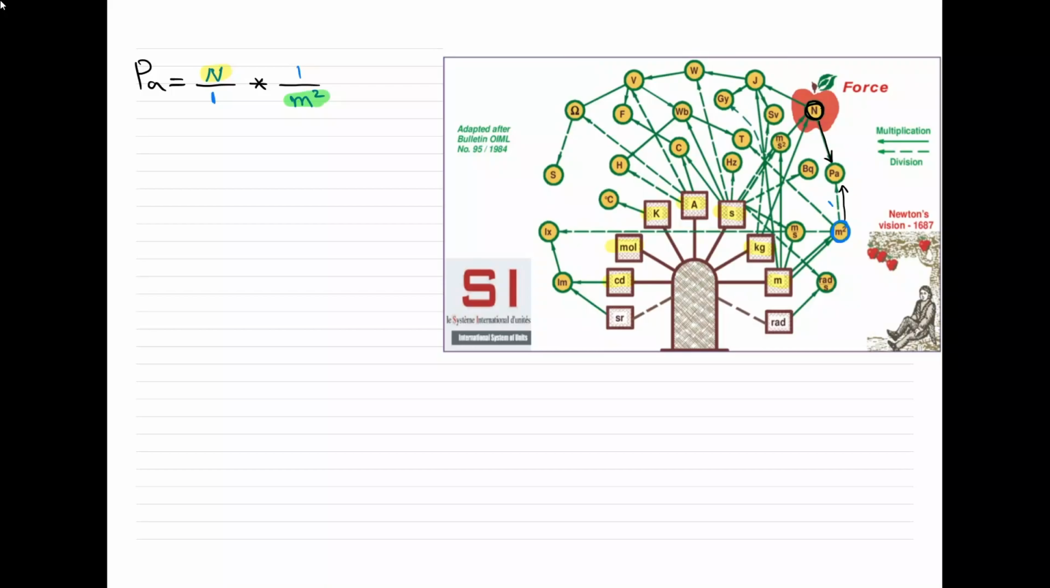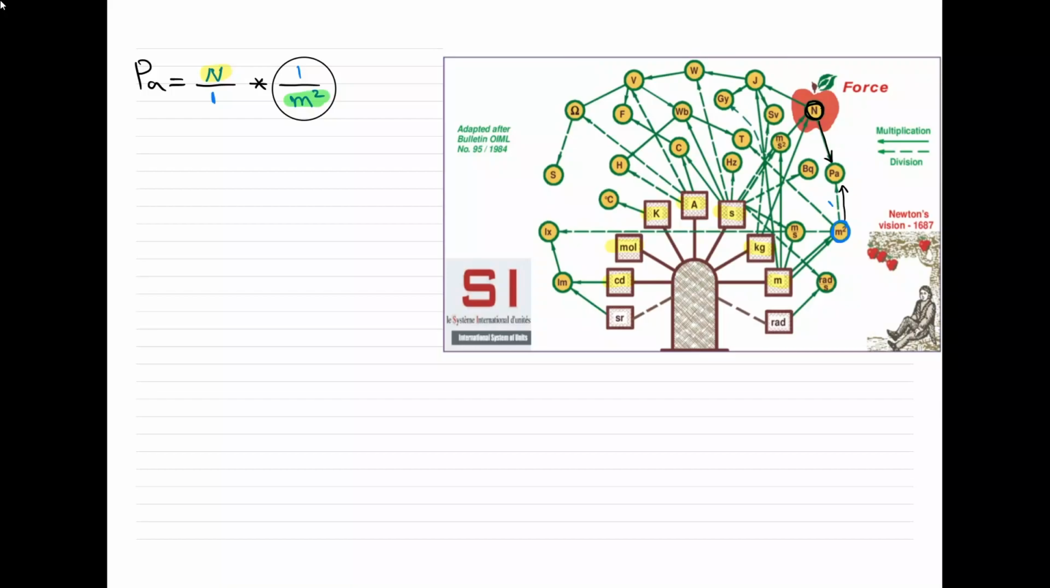Now, let's solve for Newton, but check. Since meter square is already base, we can put it in the first fraction, and we will start solving for Newton after the meter square.